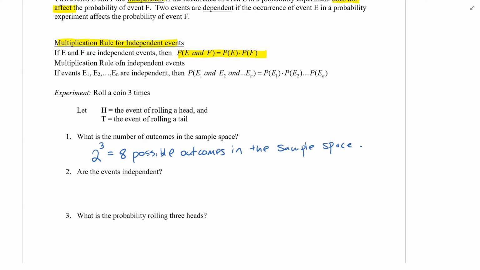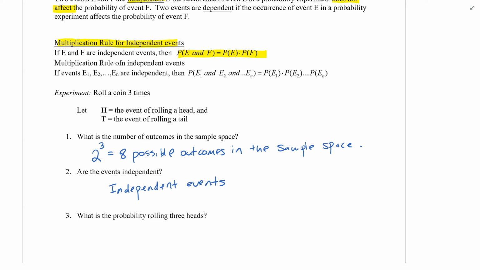Now let's do part 2. Are the events independent? Let's think about it. If I flip the coin, whether I got a head or tail in the first flip, it doesn't change what I'm going to get in the second flip or the third flip or the fourth flip. So therefore the events are independent.